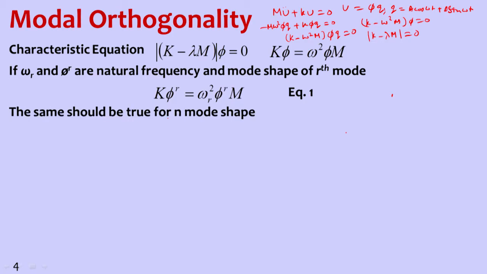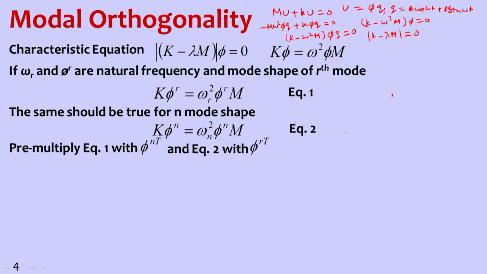Then the same should be true for the nth mode. That means we can write k phi n is equal to omega n square m phi n, both are equal. So it is equation 2. Now we will do some operations on this. Let us pre-multiply equation 1 with phi n transpose and equation 2 with phi r transpose. So let us now look at what will happen to the first equation: here I am multiplying this equation with phi n transpose, giving phi n transpose k phi r.